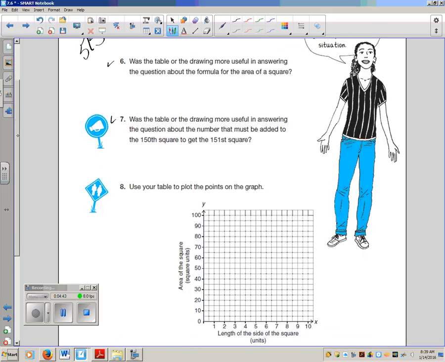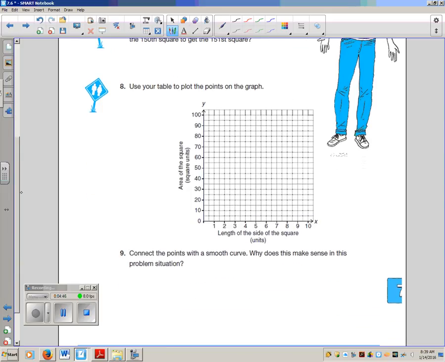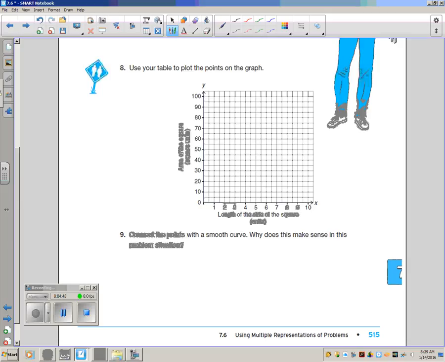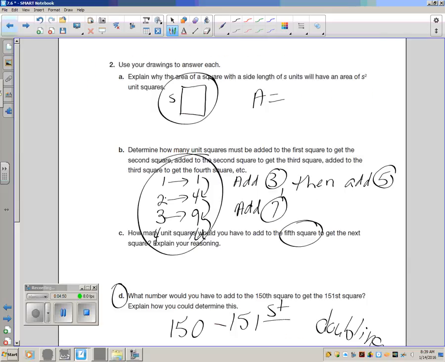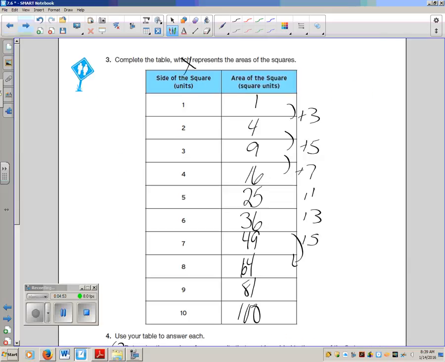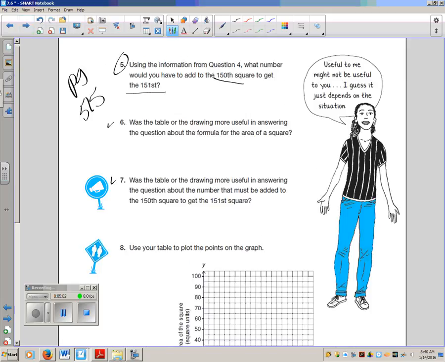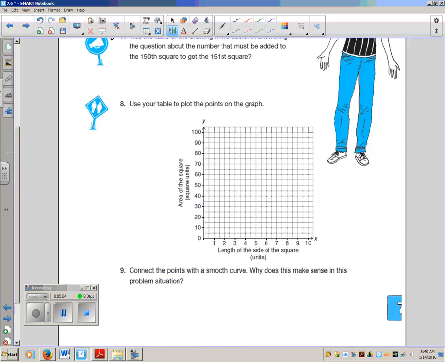Okay, this is what we wanted to get to. We're going to plot the points on the graph. So on your chart that we did here, this is going to be x, this is y. Side of the square, area of the square. I have to learn to stop pointing because you can't see me. Here's the length inside of the square. This side is the area. So if it's a 1 by 1, the area is 1. You got to put a dot right here.